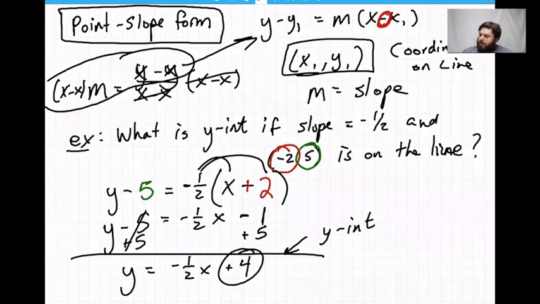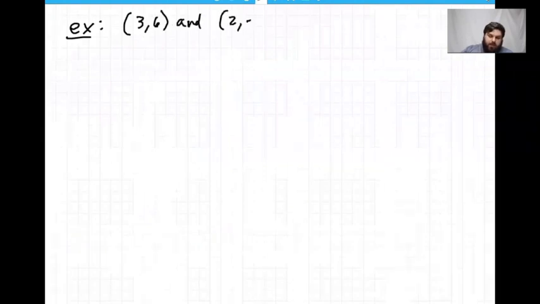All right, so let's try another example. Write the equation in point slope form if the coordinates (3, 6) and (2, -1) are on the line. Okay, so we want to write the equation in point slope form.